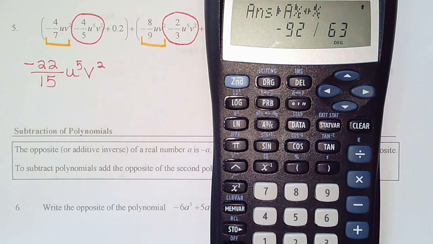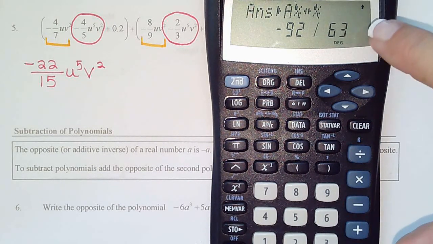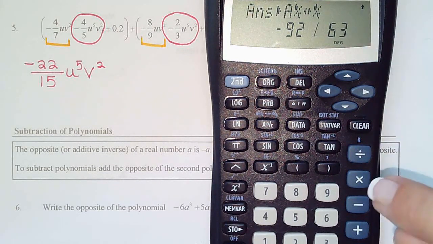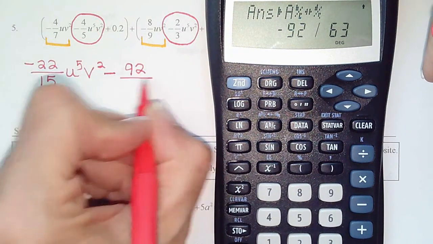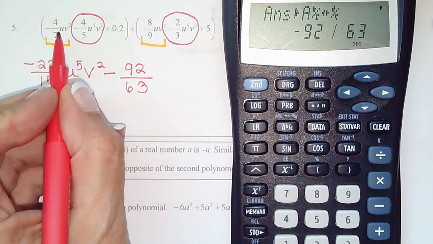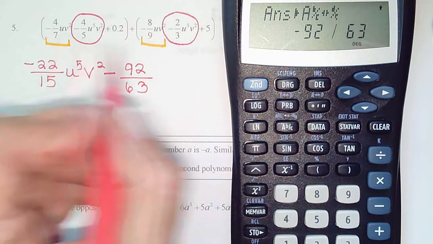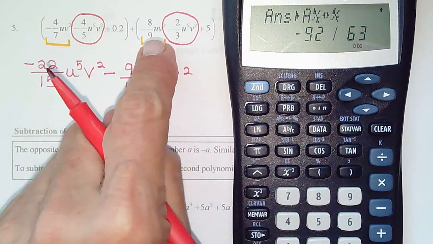And then the very last line said, leave your answer as an integer or a simplified fraction. So how we had it before, negative 1 and 27/63, that's not a simplified fraction. That's a simplified mixed number. This is a simplified fraction. So I'd write minus 92/63, and then the variable part will be UV squared, because both the yellow terms are UV squared.